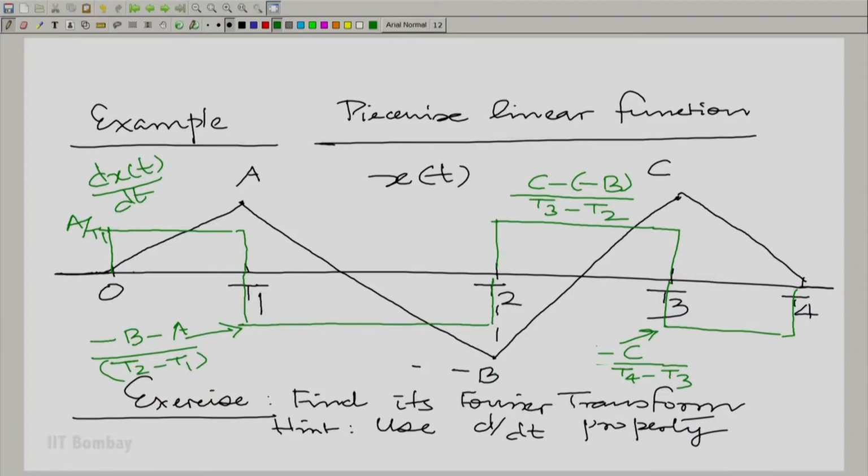Once you calculate the Fourier transform of this derivative, then you know the relation between the Fourier transform of the black function here, this black function, and the green function. And therefore, once you find the Fourier transform of the green function, you can find the Fourier transform of the black function. So much so.